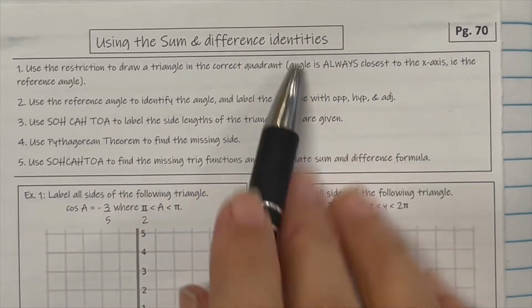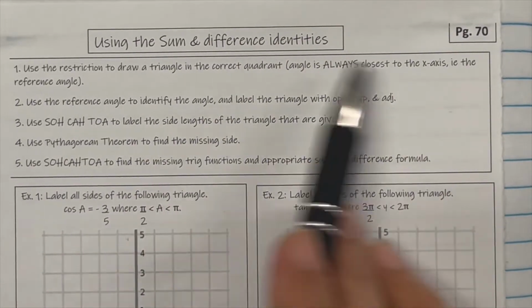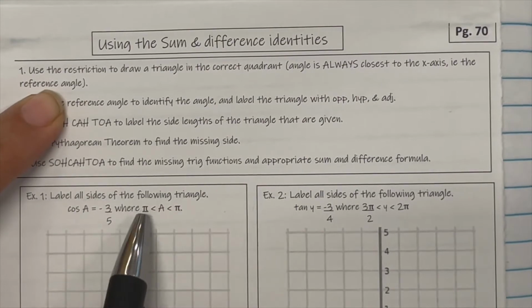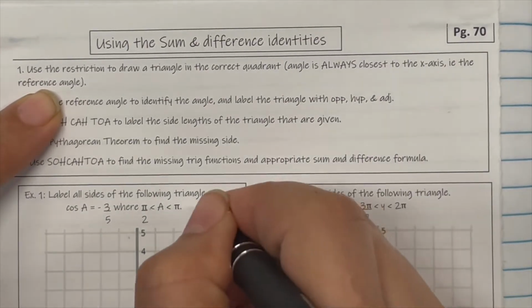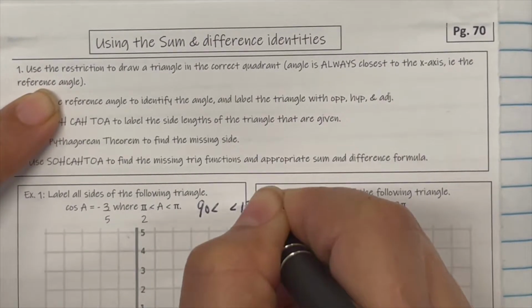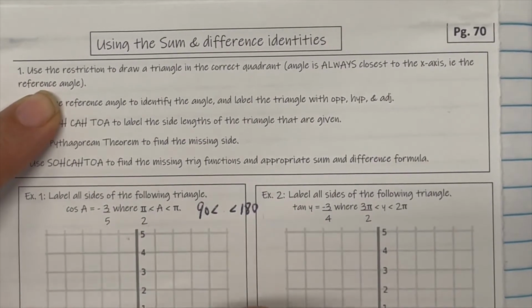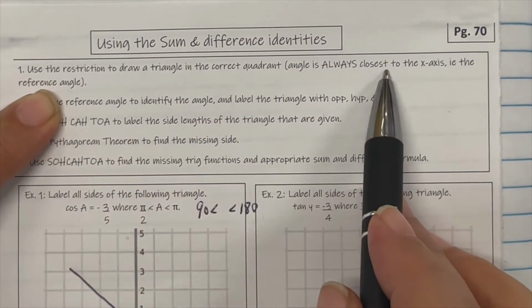Right, so we're going to take a look at how to use the sum and difference identities. These will be the steps that you generally need to follow. The restriction is going to tell you where it is. So this is between 90 and 180. That's where the triangle is going to be. So you draw a line between those 2 points.